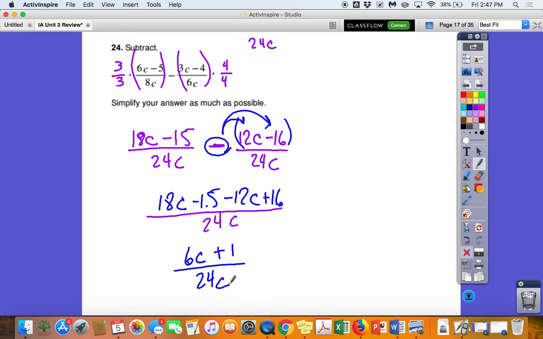You are stuck because you cannot, I know this is tempting because you've got 6c over 24c. Don't fall for it. That plus 1 keeps you from going any further. That 6c is not fair game. Okay? So let me save this and we'll pick it up on the next one.